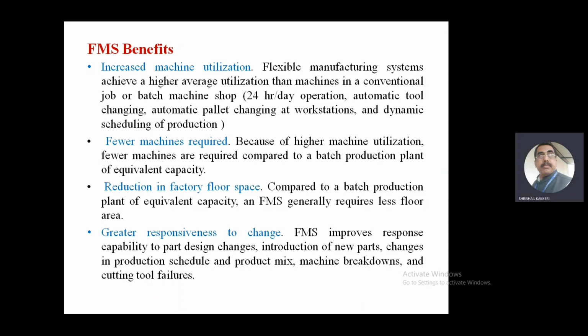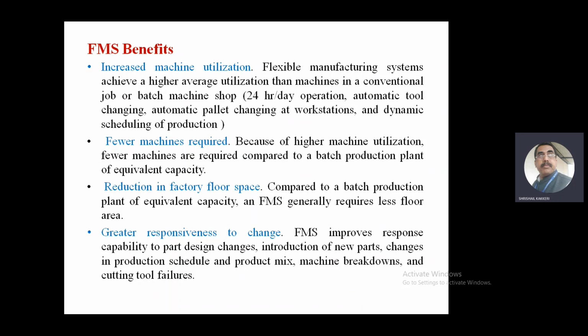How many hours are you going to engage the system? It will be increased. How? Non-production times will be decreased, in the sense that loading and unloading will happen automatically, so it will take lesser time, and the additional time the material will spend on the workstations. So definitely the utilization of the machines will be increased.